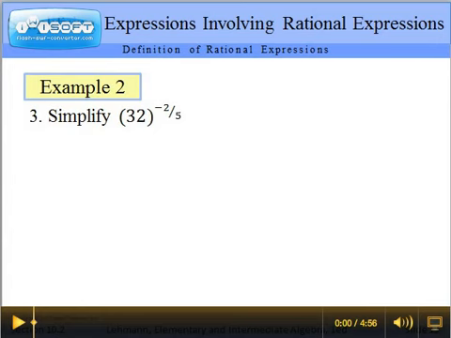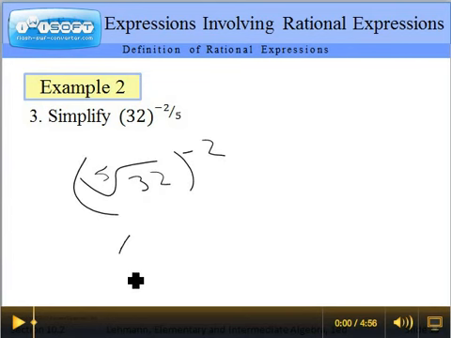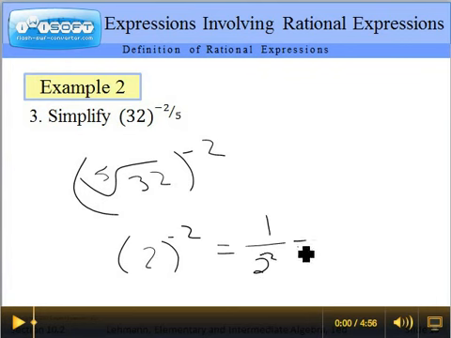I want to take 32 and raise it to the negative 2 over 5. So I would be taking the fifth root of 32 and then raising it to the negative 2. So that's me taking 2 to the negative 2, which is 1 over 2 squared, which is equal to 1 over 4.